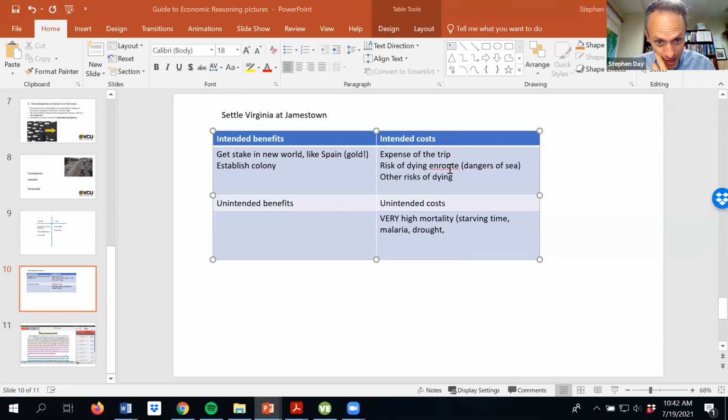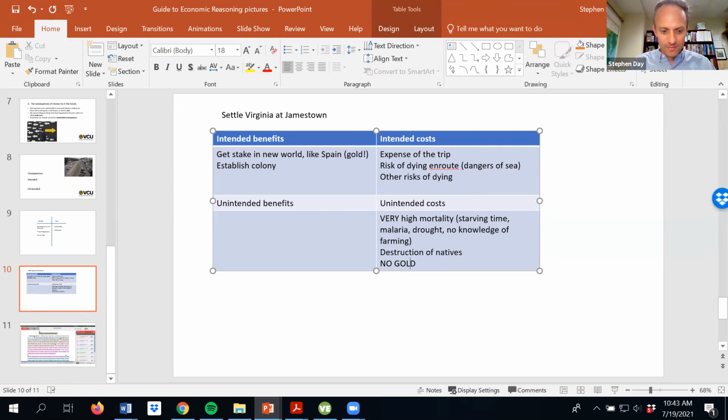There's probably some down here in the chat. Destruction of natives, keeping colonies supplied. No knowledge of farming in Virginia. Let's not forget this one. There was no gold. It was supposed to be everywhere. What did they end up growing that allowed it to become eventually profitable? Tobacco. Yeah.